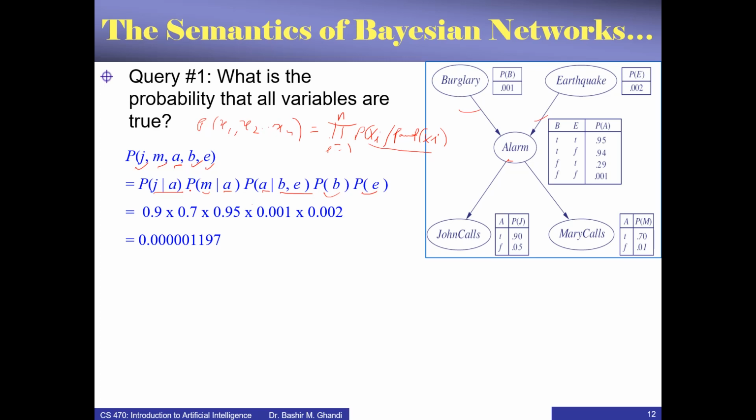And of course we read this directly from the tables. Probability of John calls is 0.9. Probability of Mary calls is 0.7. Probability of alarm, given that both E and B are true, is this first row here, 0.95. And then the probability of burglary occurring is 0.01, and the probability of earthquake occurring is 0.02. So just read these values from the given conditional probabilities, multiply them, and you get your answer. So this is the probability that all of the 5 variables are true. And you can see it's a very small probability indeed.